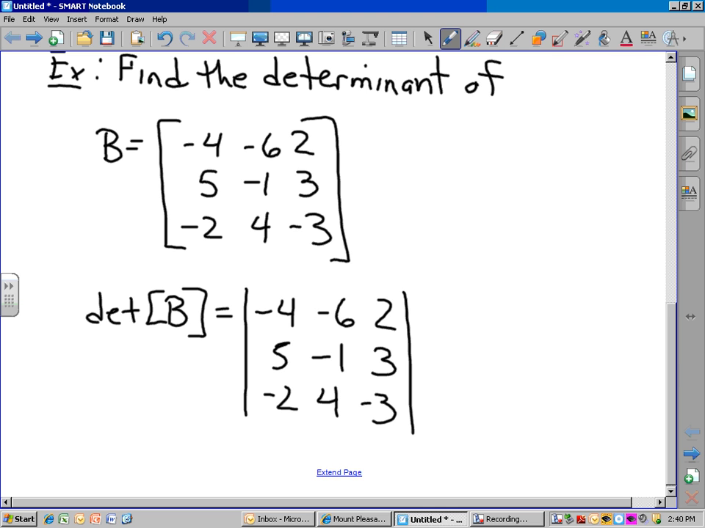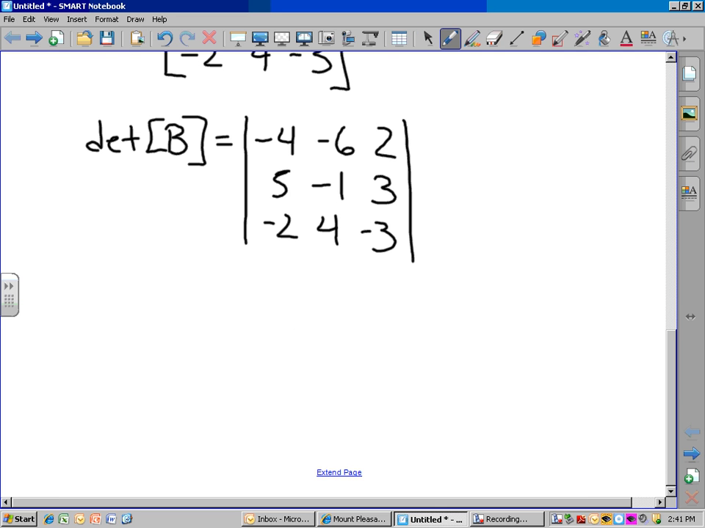Again, in what looks like absolute value bars. Now, this is slightly different. For a 3 by 3, we have to look at more diagonals. We can look at the regular diagonal that we did with the 2 by 2, and we're going to multiply all these together. So negative 4 times negative 1 times 3, negative 12.